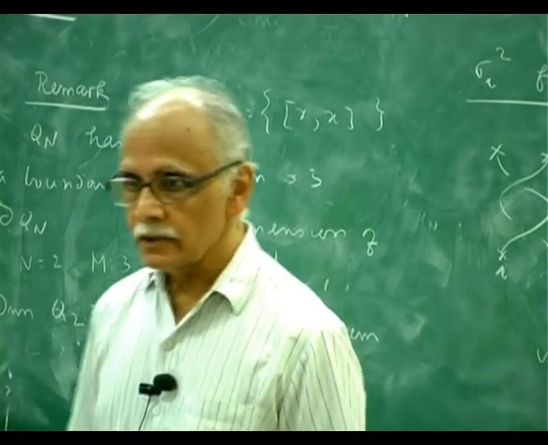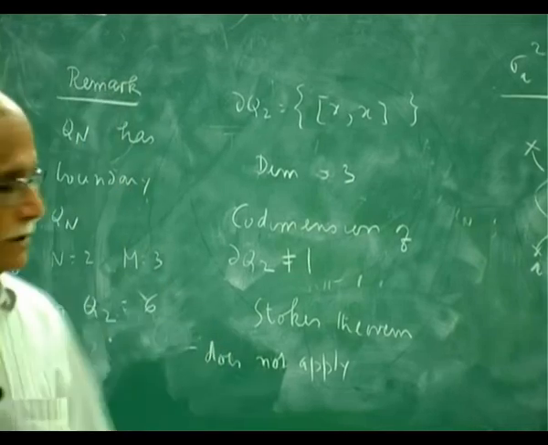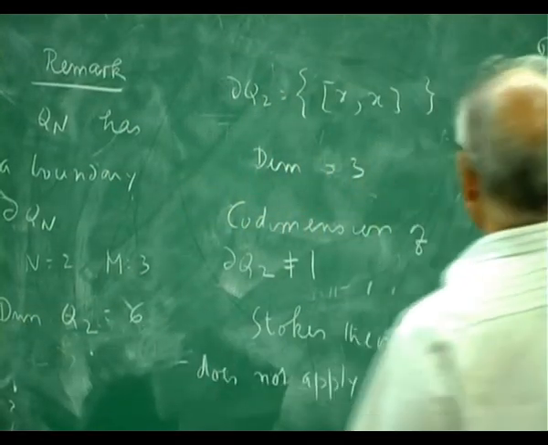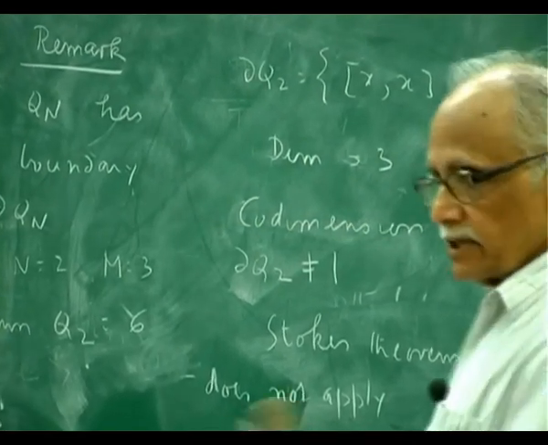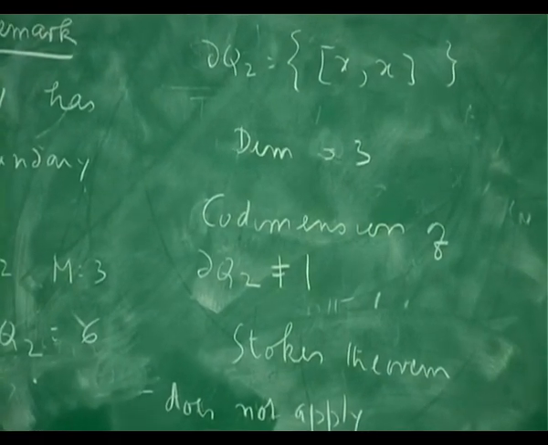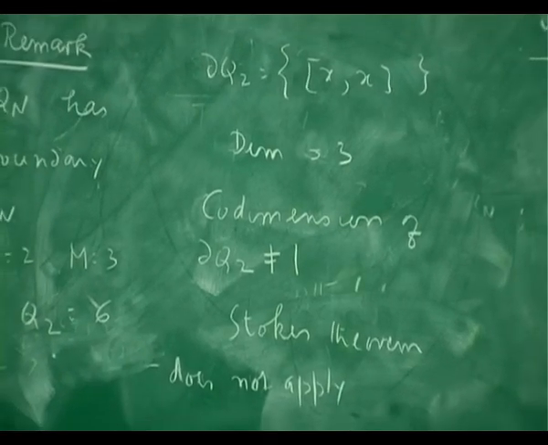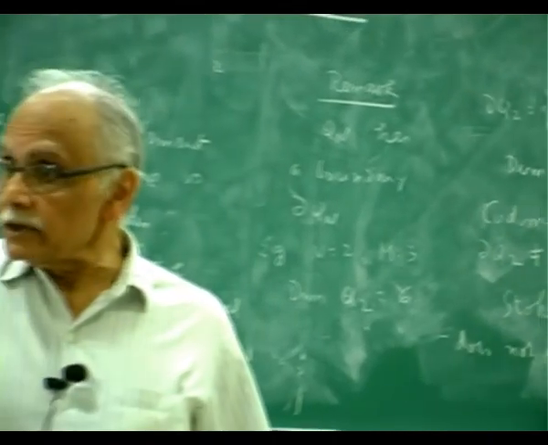Why is it like this? I don't know. Not every manifold has a regular boundary. A regular boundary is one which is smooth, of course, and codimension 1. There you can apply Stokes theorem. Here you cannot apply Stokes theorem. You cannot do partial integrations. It's not a regular boundary, but it is there.